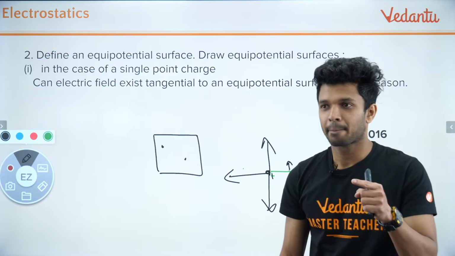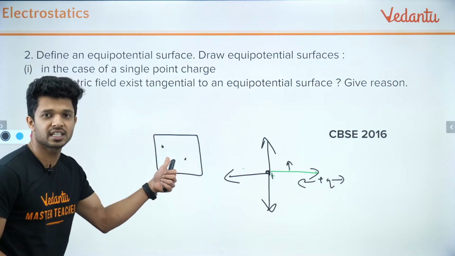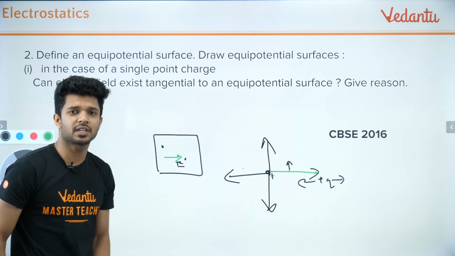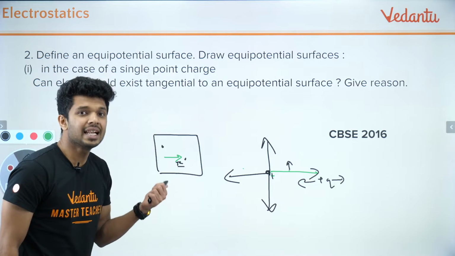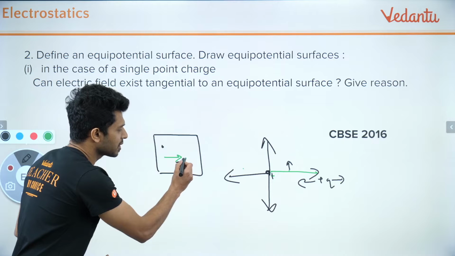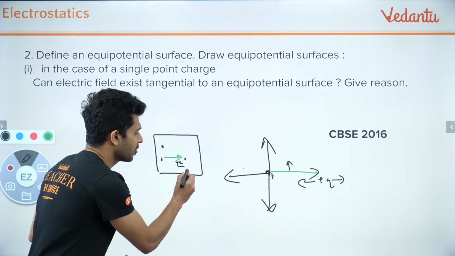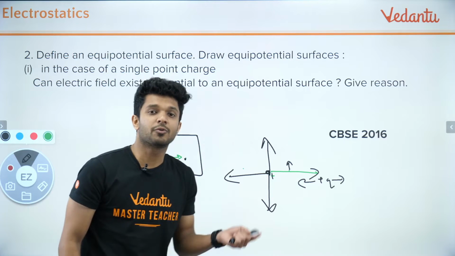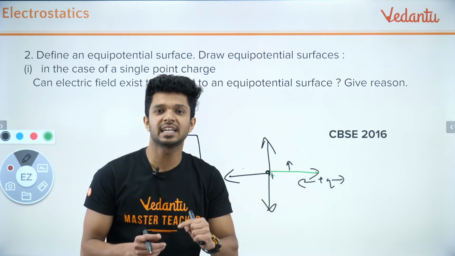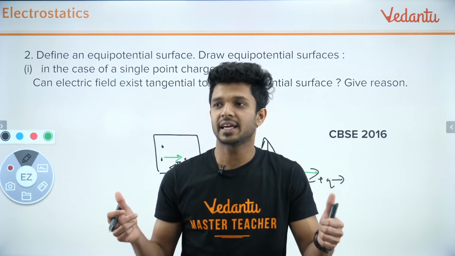No. Why? Suppose this is the equipotential surface which I have drawn, and there is an electric field tangential to it, which means along that particular plane, an electric field is there. Will this be acting as an equipotential surface? No. Why? Because if I want to move the charge from this particular point to this particular point, as there is an electric field tangential to the surface, I have to do some work. If work is there, obviously it will produce a potential difference. If a potential difference is there, the definition of equipotential surface itself won't be valid.